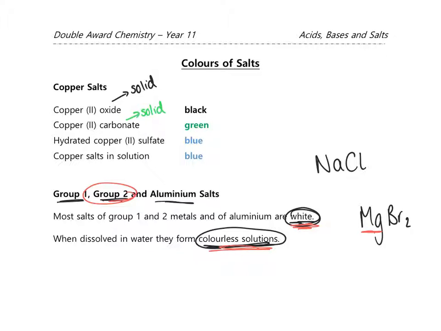What about if it was aluminium oxide, Al2O3? You think, I don't know what colour aluminium oxide is. Well, what I do know is that aluminium salts are all white, and so aluminium oxide must be white. And when I dissolve it in water, it must form a colourless solution. So those are general rules that you're learning for group 1, group 2 and aluminium salts, but you need to be able to apply them to specific examples.